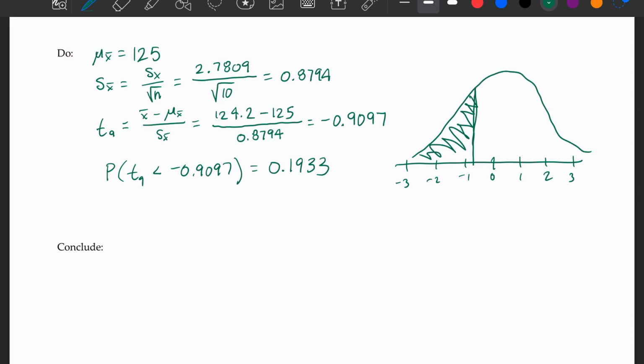All right, and so I drew out here the t curve. Looks like a normal curve, basically. Shaded in this region. We're looking to the left of negative 0.9097 because we're interested in the stopping distances less than. And using my calculator and the t-CDF function, I got 0.1933. So about a 19% chance for this, which is going to be helpful in my conclusion in a moment here.